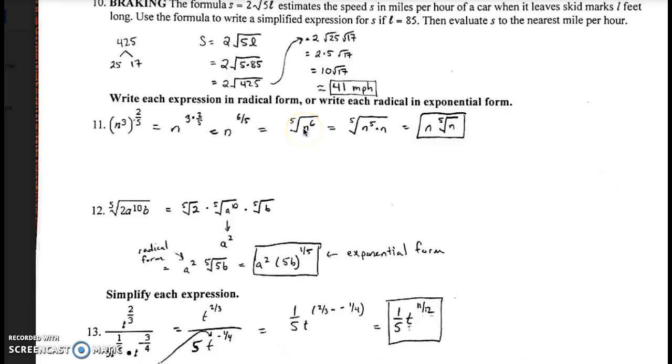Then we need to simplify it. I can break the 6 down into the 5 n's with 1 left over. The 5th root of n to the 5th cancels out to just n, and then we'd have the 5th root of this n, the extra 1, left over. So this is our final answer.